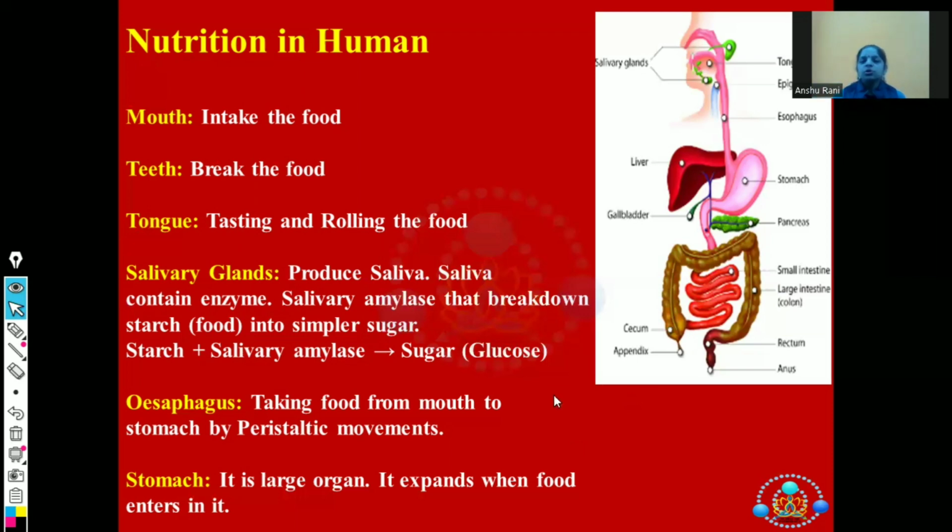One part of this tube, the esophagus, when food is entering, is opened and the other part is closed. When food is moving down, then this part will again close, it will contract, and the lower part will expand. This rhythmic contraction and relaxation is called peristaltic movement.